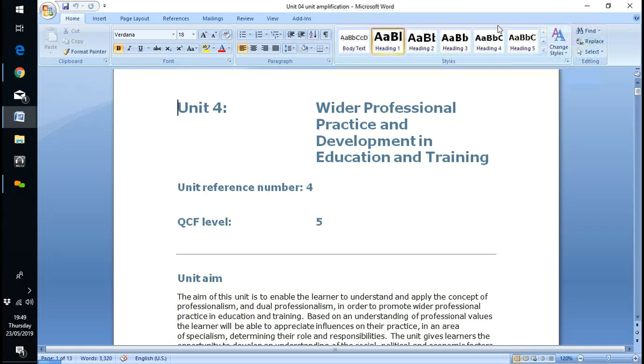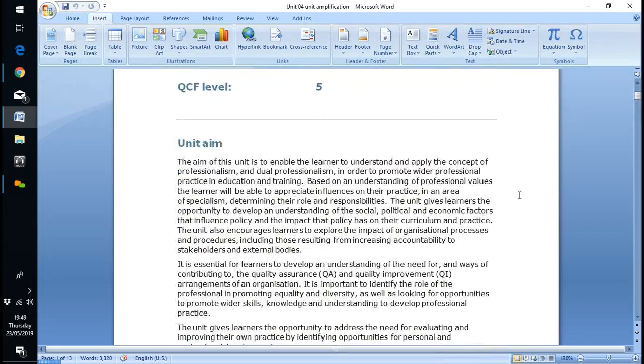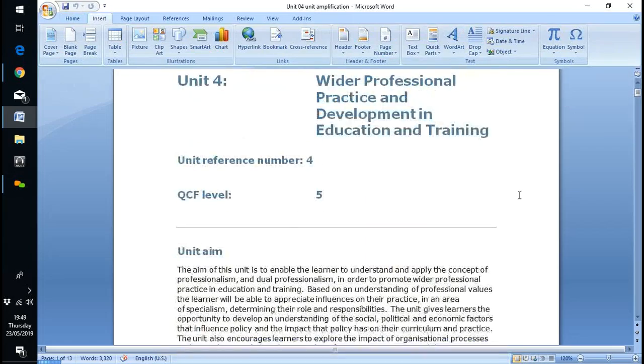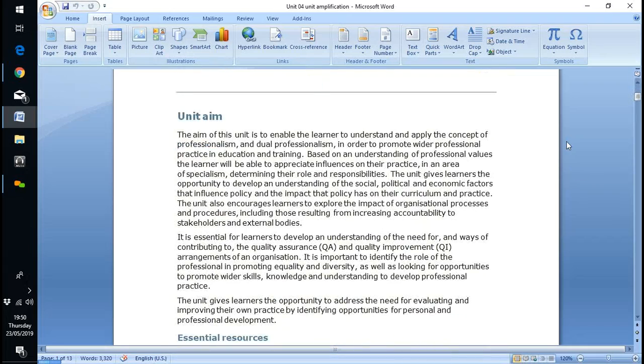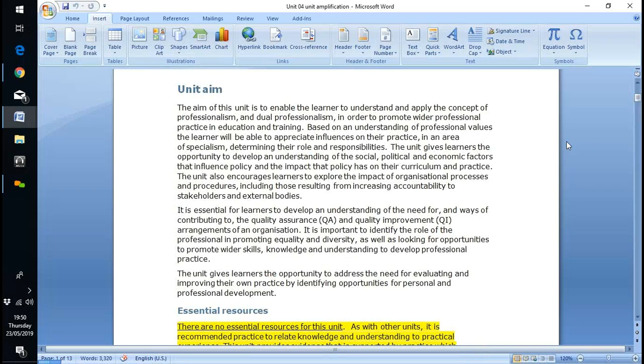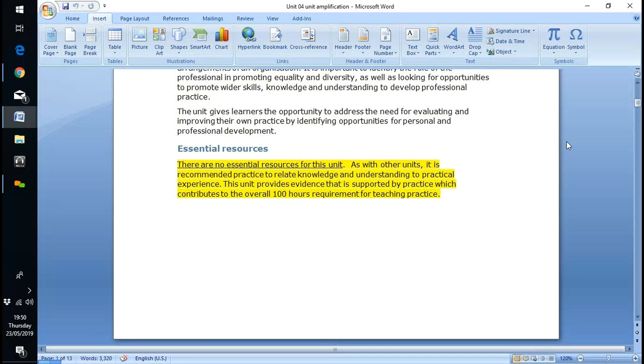Because different people understand things in different ways. True. Which is this one, this piece is for a different awarding body, but I pinched it because it was good. But again, you'll understand what I mean. It gives you the unit aim on here, which is a useful piece, and then it comes to essential resources. And what does it say?